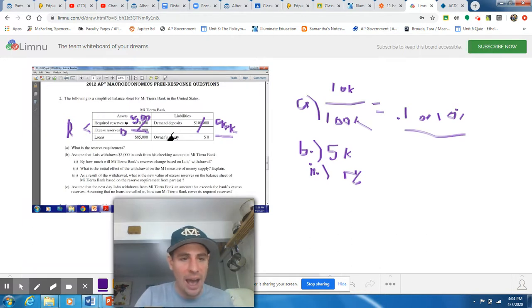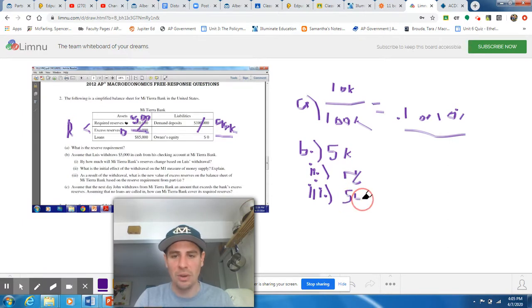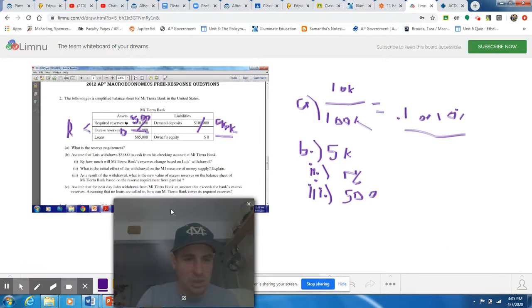So for III, as a result of the withdrawal, what is the new value of excess reserves? Come on, $500, right? The leftover. Don't forget the required reserves, the amount here is going to change if we change demand deposits. So it's the $500. So try writing 500 here. There you go.